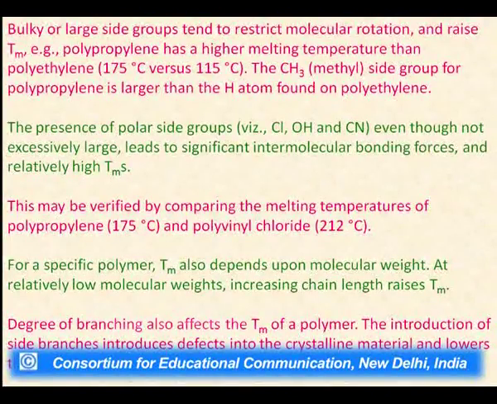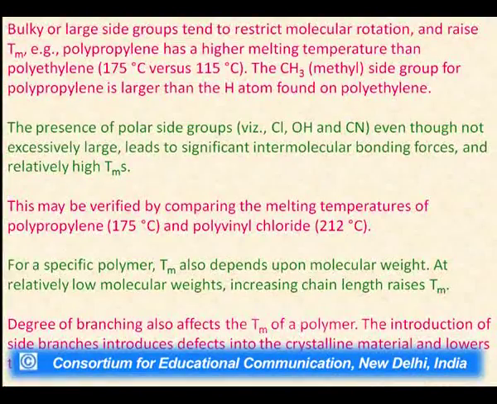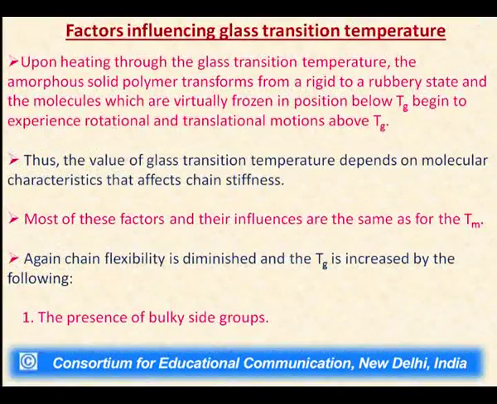Another factor which affects the melting temperature is the presence of polar side groups, which can be chloride, hydroxide or cyanides. Even though not excessively large, they lead to significant intermolecular bonding forces and thus relatively increase the melting temperature. This may be verified by comparing the melting temperature of polypropylene and polyvinyl chloride. In polypropylene there is no polar group present, and in polyvinyl chloride, chloride is present as a polar group, which increases its melting temperature. Degree of branching also affects the melting temperature of a polymer; it lowers the melting temperature.